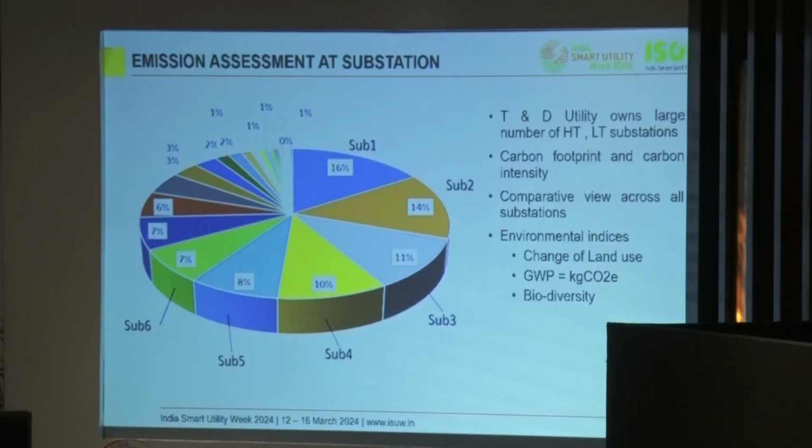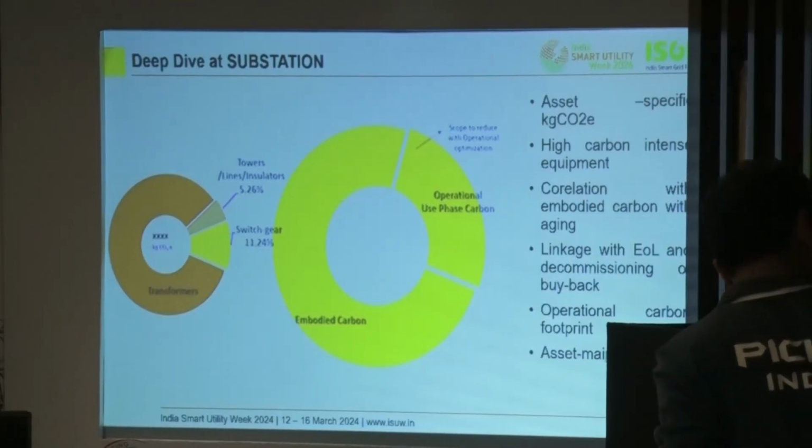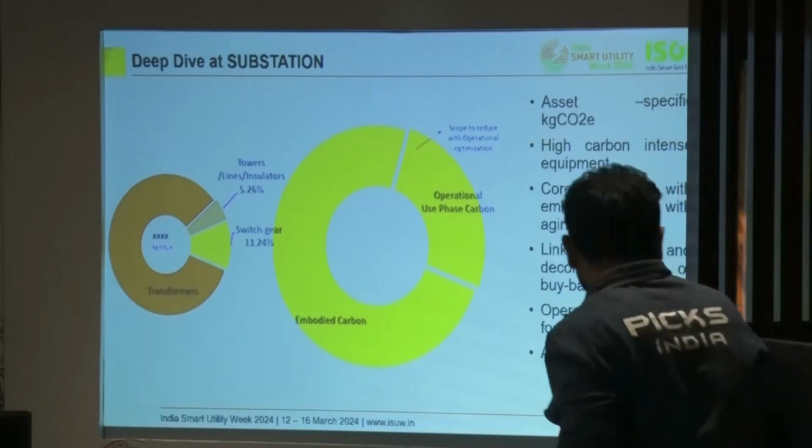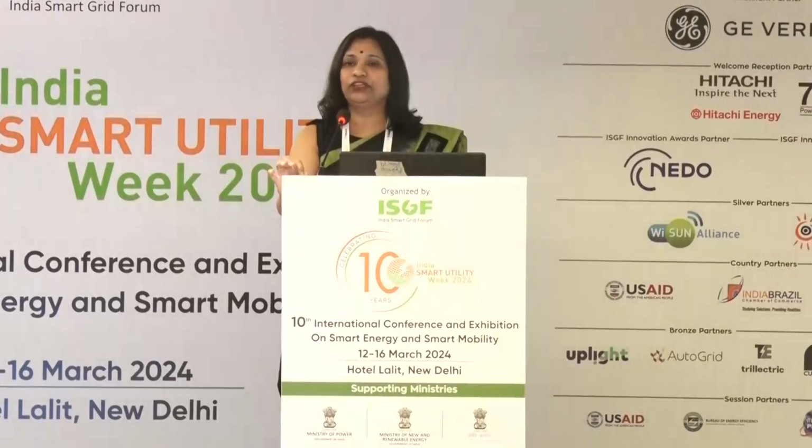So it means at one click it is easy and possible for a utility to see the landscape of which are those critical substations you need to prioritize in terms of energy transition and decarbonization. Now, to take a deep dive into any substation, based on the different assets you have, it is very much possible to understand the embodied carbon as well as the associated operational carbon of that particular asset.